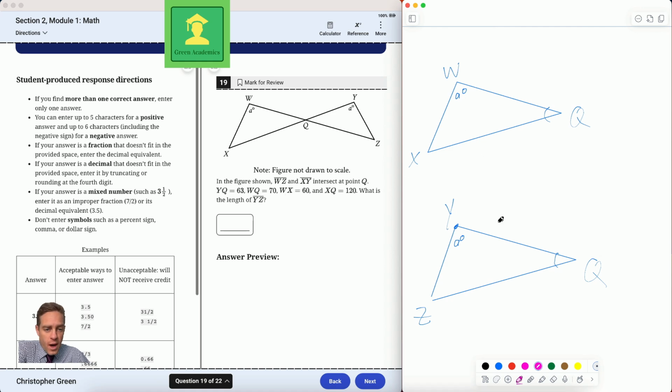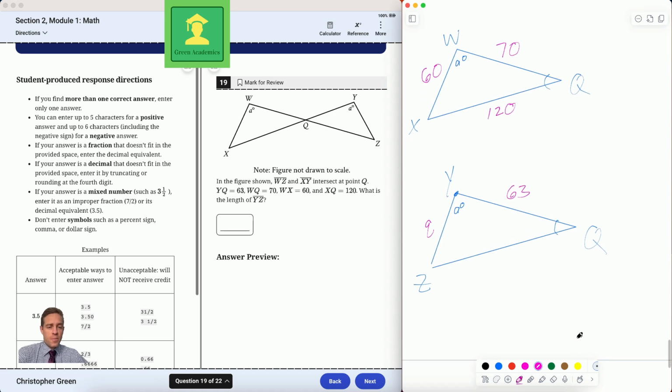So YQ is 63, WQ is 70, WX is 60, XQ is 120. What is YZ? So it's asking about this right here, which I'm going to call lowercase q, using the lowercase letter that's across from the capital letter, which is the standard convention for triangle labeling.